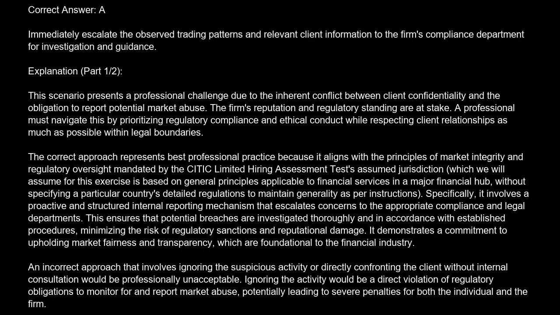Specifically, it involves a proactive and structured internal reporting mechanism that escalates concerns to the appropriate compliance and legal departments. This ensures that potential breaches are investigated thoroughly and in accordance with established procedures, minimizing the risk of regulatory sanctions and reputational damage. It demonstrates a commitment to upholding market fairness and transparency, which are foundational to the financial industry.